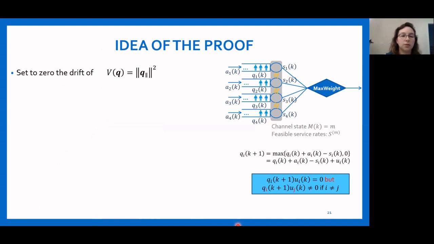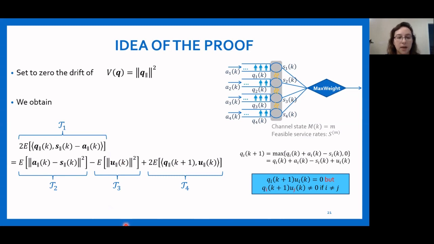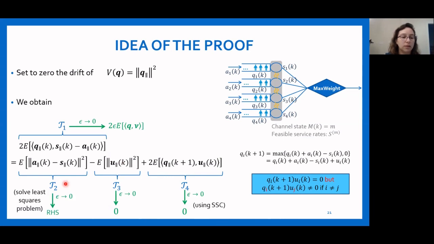Now, as I said before, we set to 0 the drift of this test function. If we do the algebra, we obtain this expression right here, which has 4 terms. Term T3 is a negative service, and intuitively, as epsilon goes to 0, traffic is higher, and therefore we shouldn't have unused service. So it's easy to prove that this term goes to 0. Then this other term looks very similar to the expression that I showed you before, so using state-space collapse, we can also prove that T4 goes to 0. T1 yields the left-hand side, and T2 yields the right-hand side by solving the least squares problem. And this is how the projection matrix H appears.